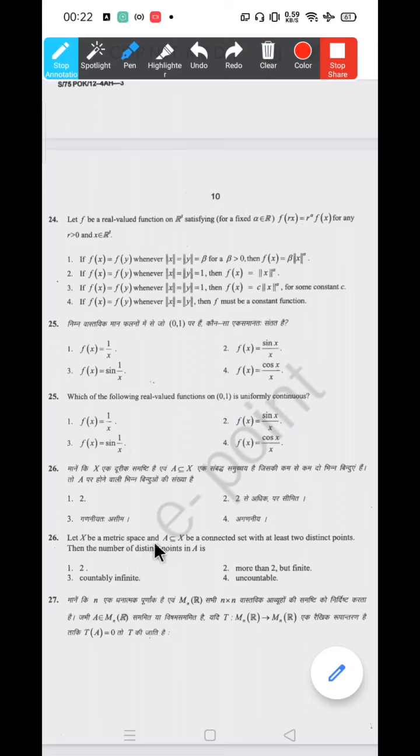Let X be a metric space and A a connected subset of X with at least two distinct points. The number of distinct points in A: more than 2, but countable? Uncountable. Take the real number system. If you say connected, the connected sets are intervals, so that must be uncountable. Option 4.